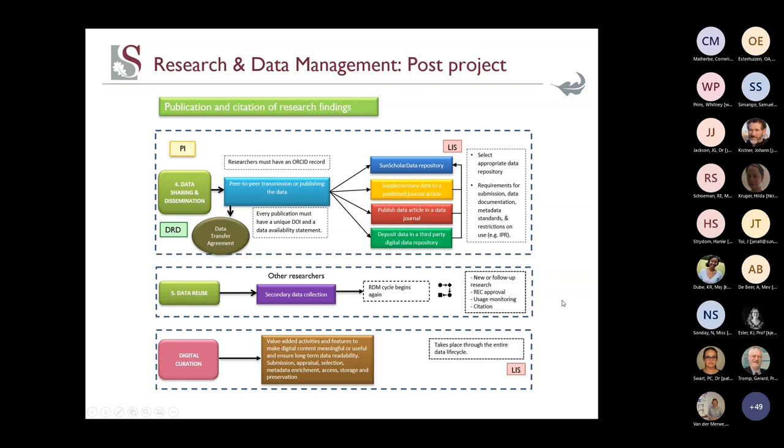Then digital curation, as I said, takes place through the entire data life cycle. And these are all the value-added activities and features to make the digital content meaningful and useful. And the library and information services can help researchers in that regard. So in all phases of the data life cycle, you will have support from support divisions on campus, and there is training available and lots of help.